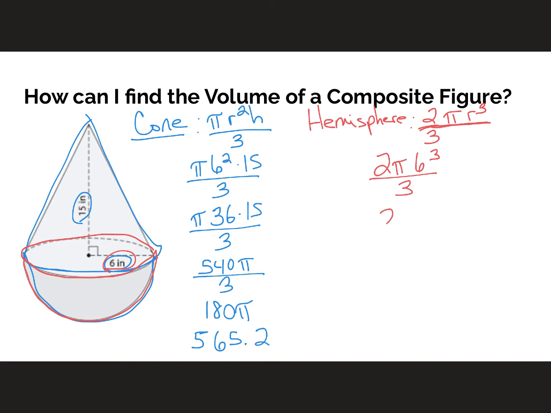So it is 2 times 216 times pi divided by 3. 2 times 216 gives me 432 pi divided by 3. We're going to divide 432 by 3. That's 144 pi. And I'm just going to multiply that, 144 times 3.14, to give me 452.16.